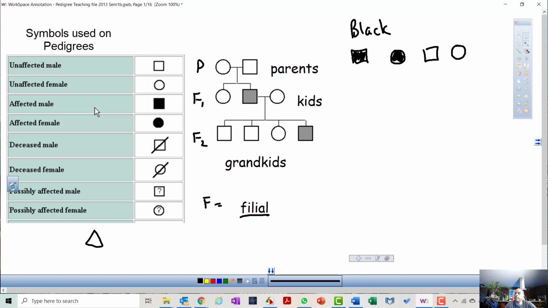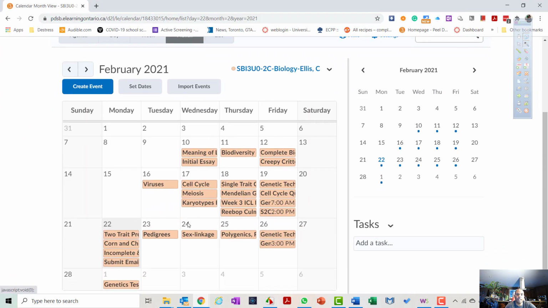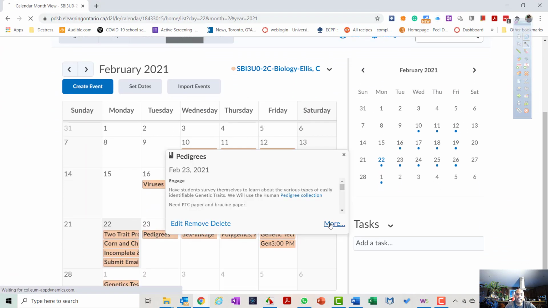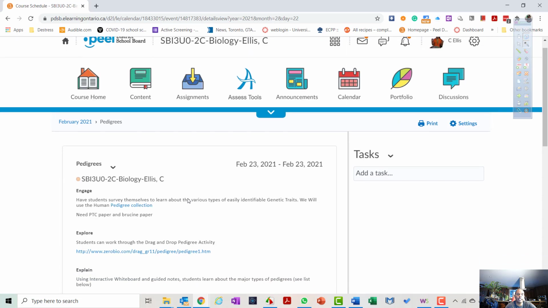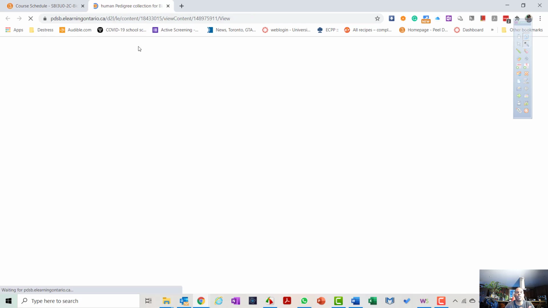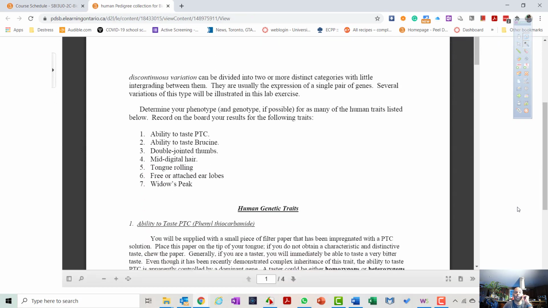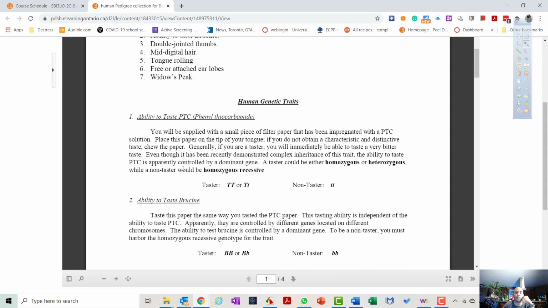In today's lesson, if you look at the calendar, you will see that I have, under pedigrees, a lesson plan for you. In this lesson plan, this is what I would have done if I were here with you. In the first link, it says pedigree collection. If you were to click on this, this is an activity where you can go home, get on the phone most likely, or FaceTime, and you are going to talk to your family members. And so there are certain traits.